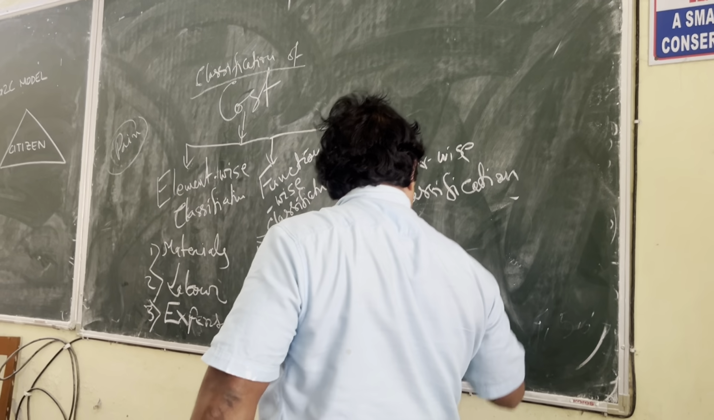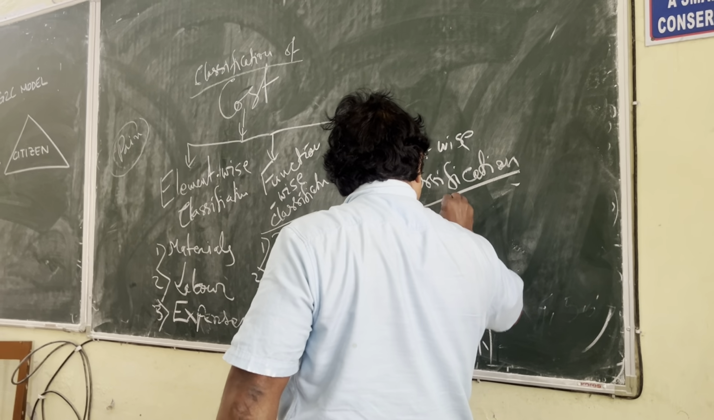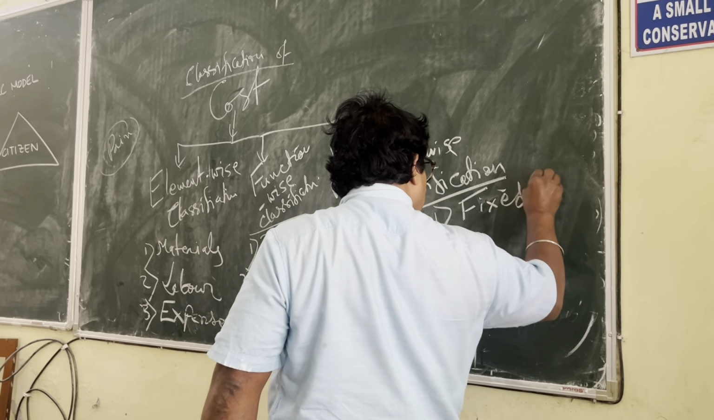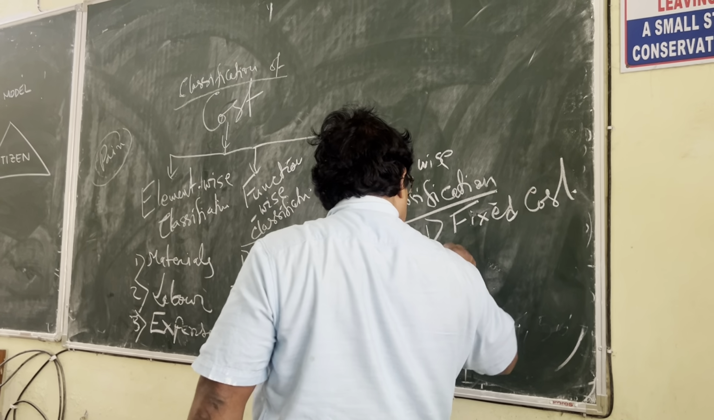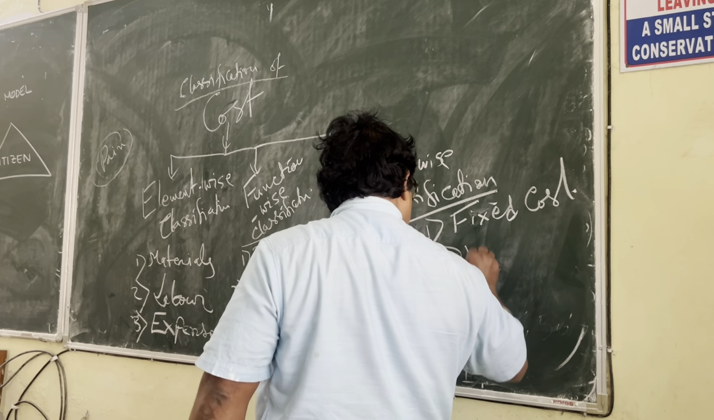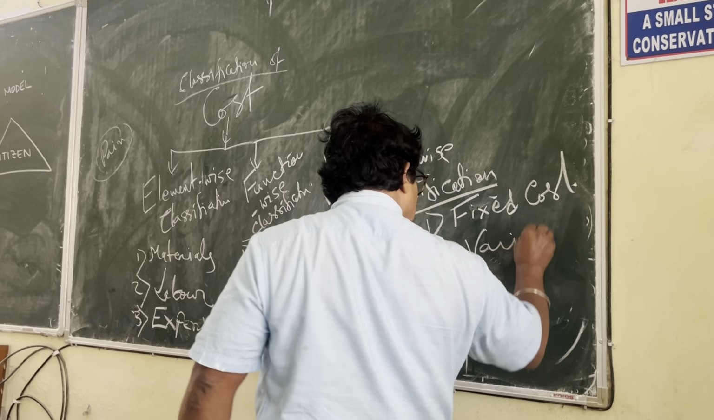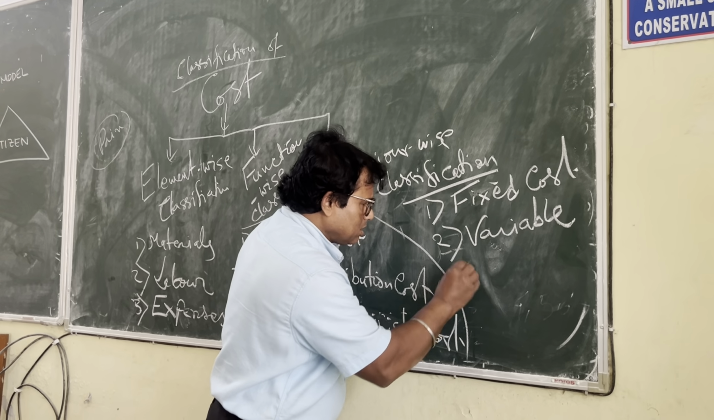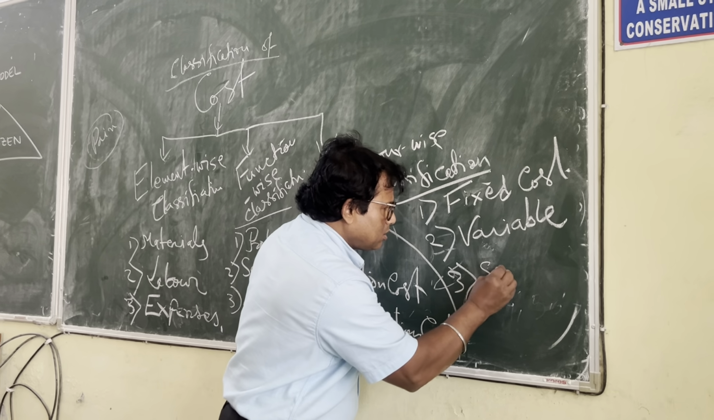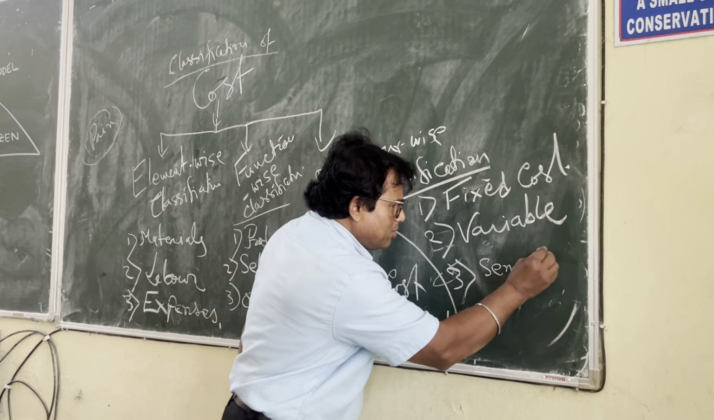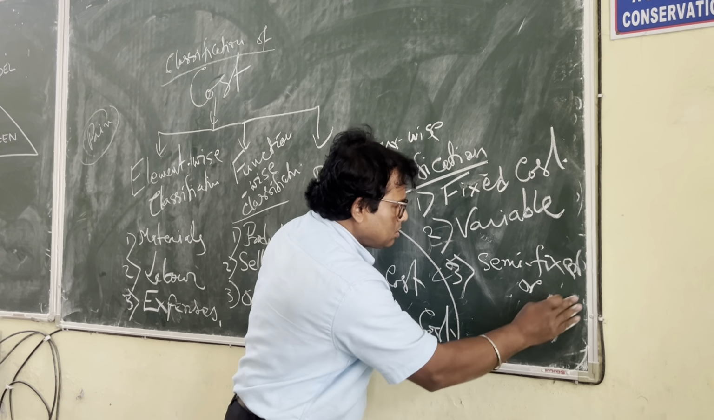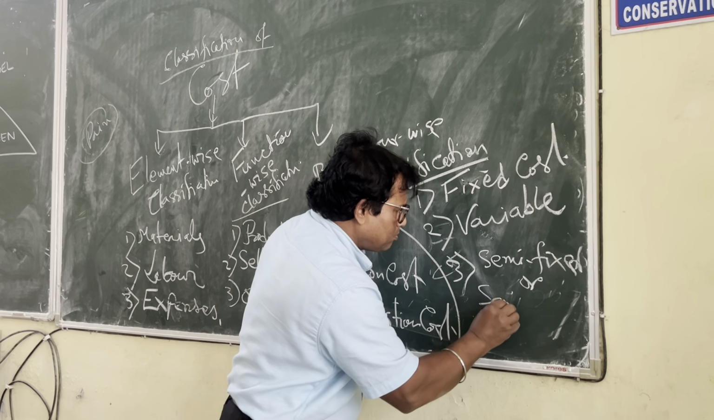Behavior wise. Number 1, fixed cost. Number 2, variable cost. And number 3, semi-fixed or semi-variable.